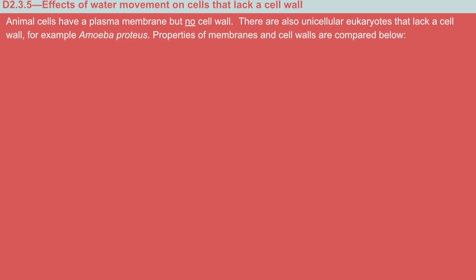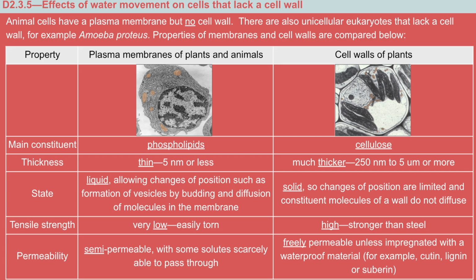Let's compare plasma membranes of animals to cell walls of plants, which again have a plasma membrane lining them. Plasma membranes of animal cells are made of phospholipids. They're thin, very liquid, very flexible, low tensile strength, semi-permeable. Cell walls of plants are made of cellulose and they're much thicker. They're extremely solid, not moving around, high tensile strength, but they're freely permeable to materials through all of the gaps and openings.